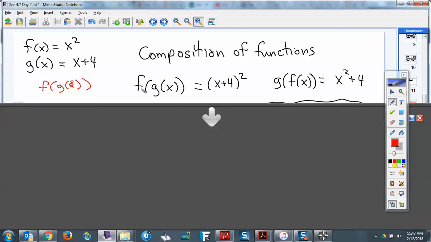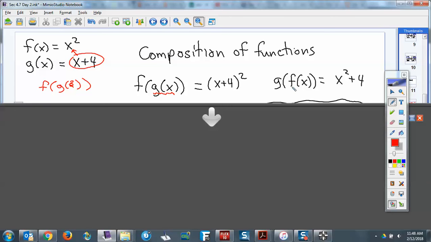Now, if I just say f of g of x, then that says take the g of x function and plug it into the f function for x. So that means take the x plus 4 and put it into there for x. So what are you going to have? You're going to have x plus 4 quantity squared, correct? Now reverse that. Now do g of f of x. Does it make a difference? It does. It absolutely does. Which one you plug into first makes a big difference, right?